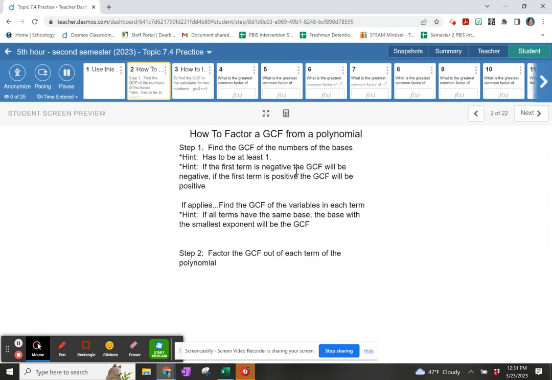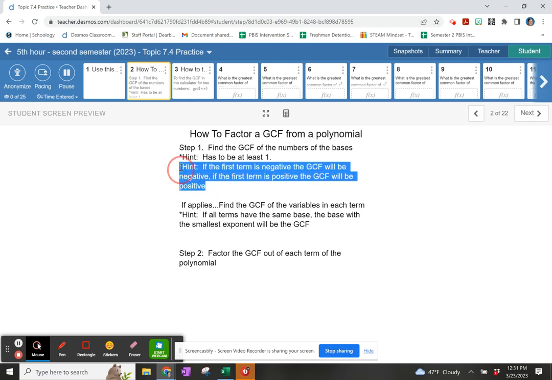Here is just a friendly reminder of what the rules are, okay? And this hint right here, the calculator won't tell you. You have to know that. It says if the first term is negative, the GCF will be negative. If the first term is positive, then the GCF will be positive. So please be aware of that.